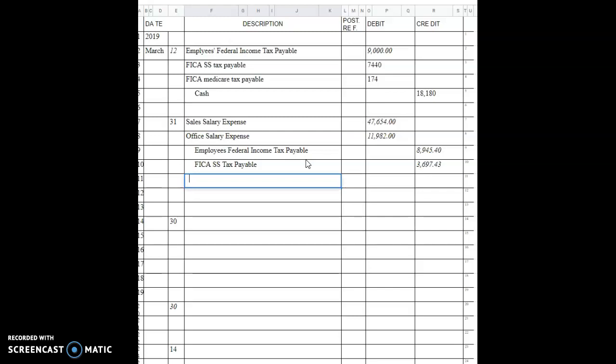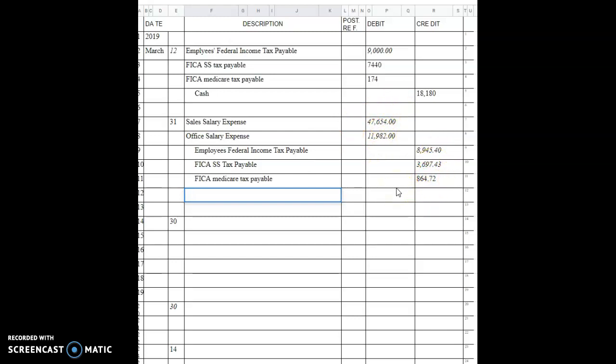Next, we're going to space in again. We have our FICA Medicare tax payable, which was $864.72. And this is just like we were doing last chapter. If we space in again, remember, if you look now, our debits do not match our credits.